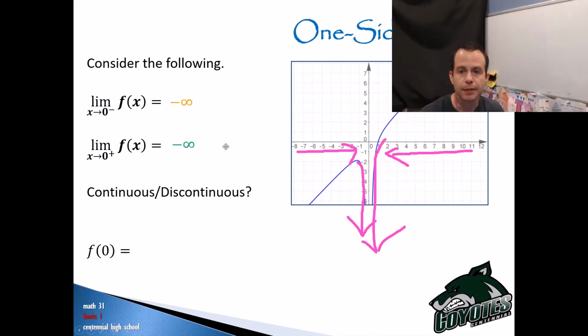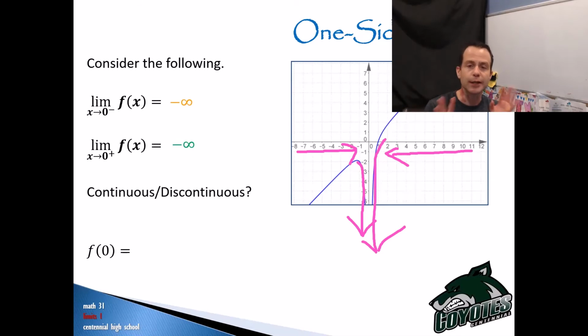Is this graph continuous or discontinuous? It is discontinuous because I have a vertical asymptote there. You can visibly see that. Some of you may look at that and say, well, how do I know they don't connect really, really steeply at the bottom somehow? They don't. That's kind of impossible the way this graph looks.